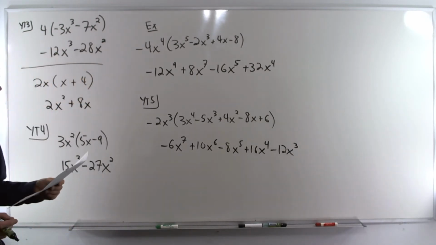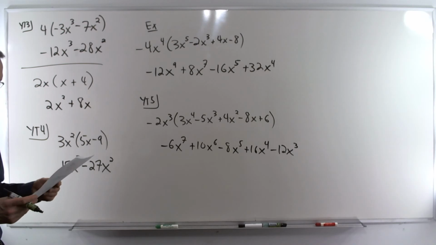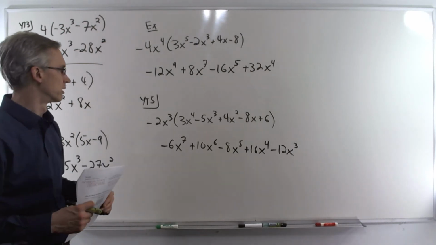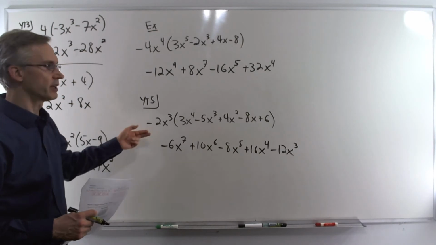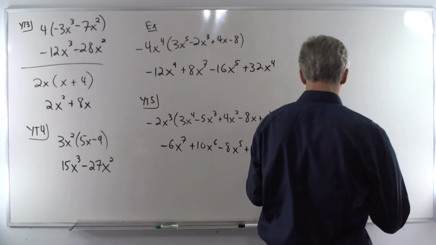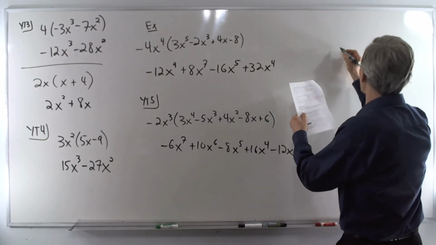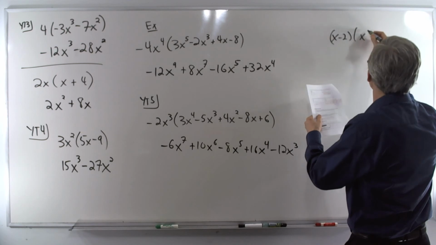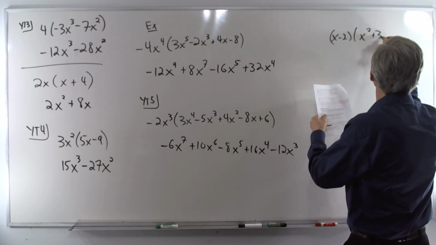Right, now we are going to multiply two polynomials together. In essence, we're going to be doing what we just did here, distribution, multiple times. So for example, we got x minus 2 times x squared plus 3x plus 1.